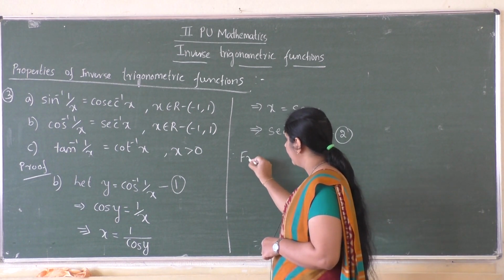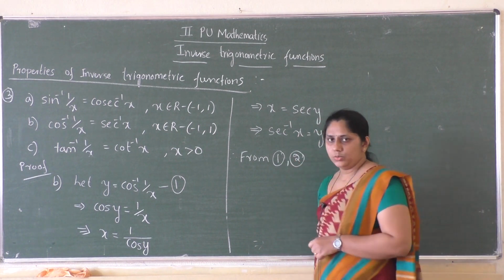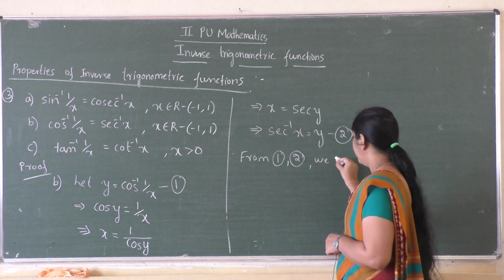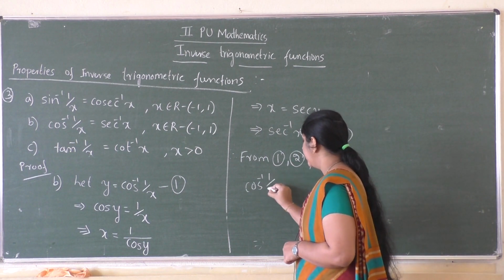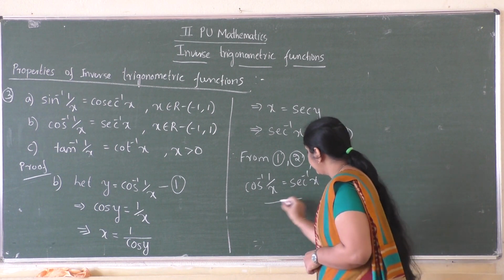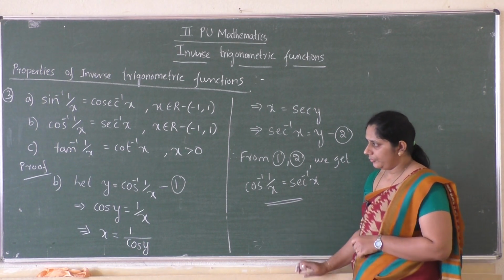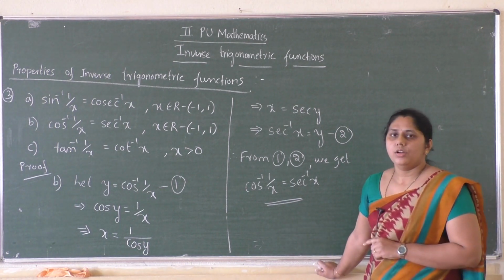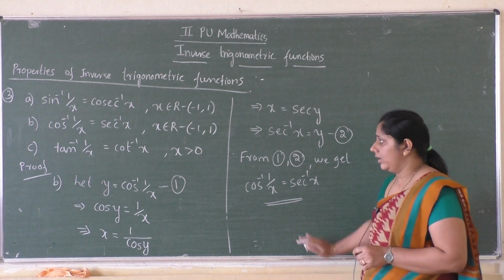Therefore, from equation 1 and 2, what we get? Cos inverse of 1 by x equal to sec inverse x. So this is the second one, where x belongs to R minus open interval minus 1 to 1.